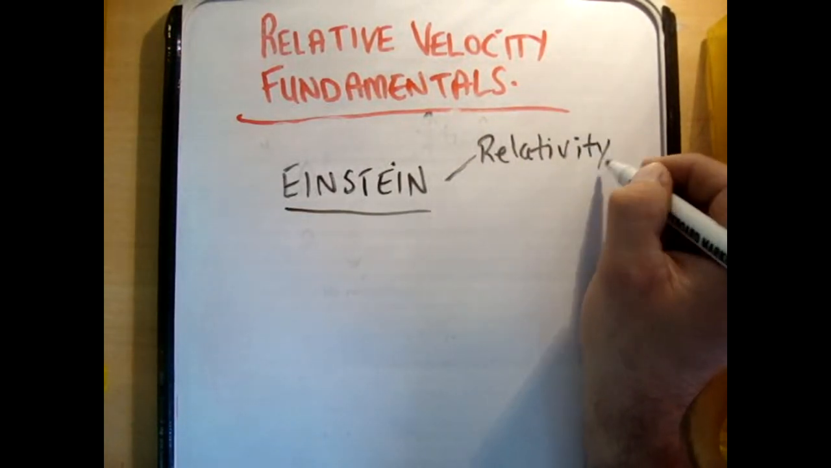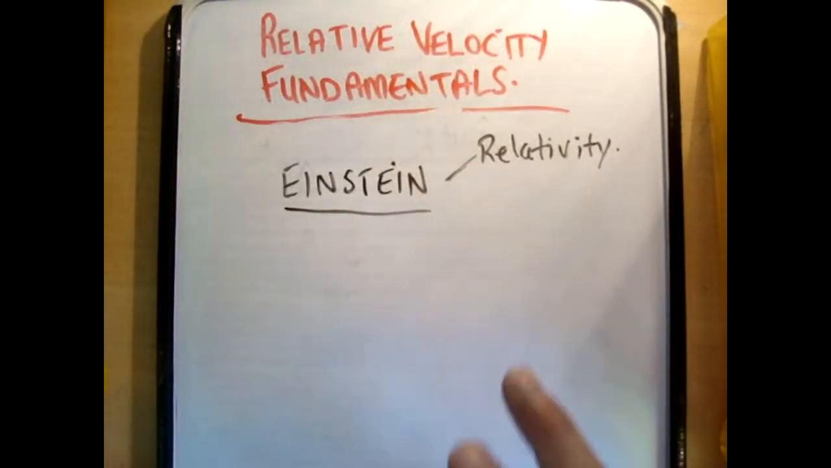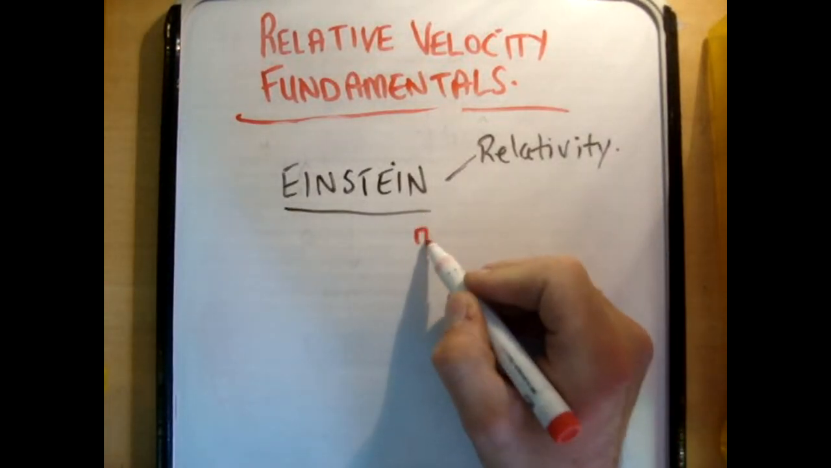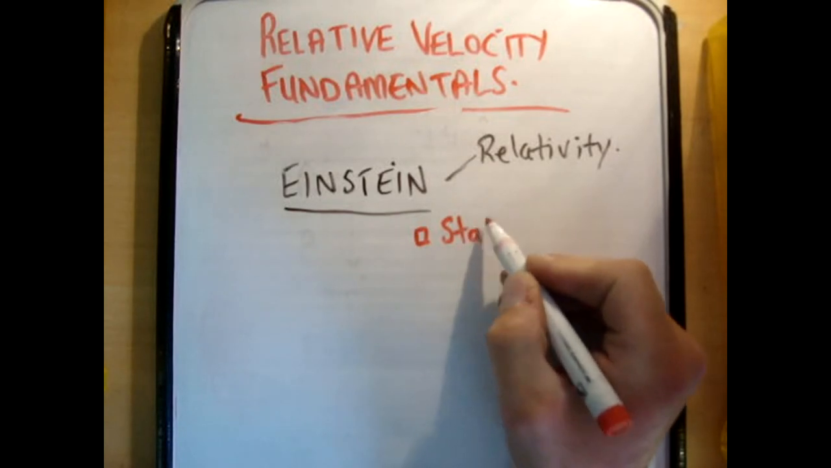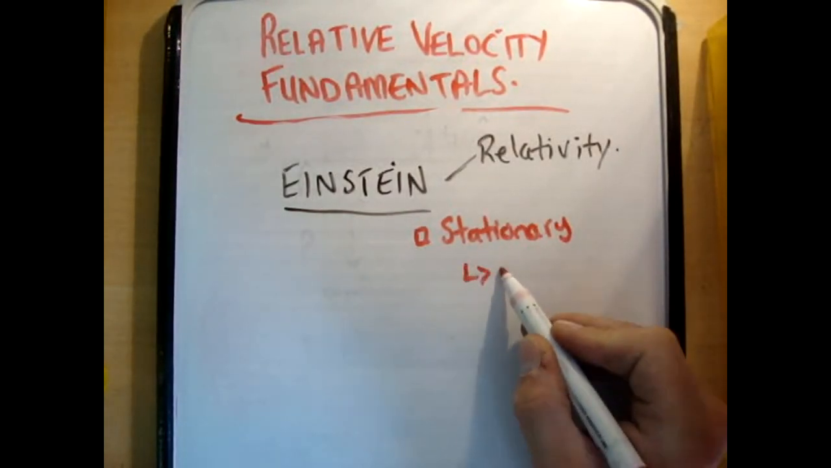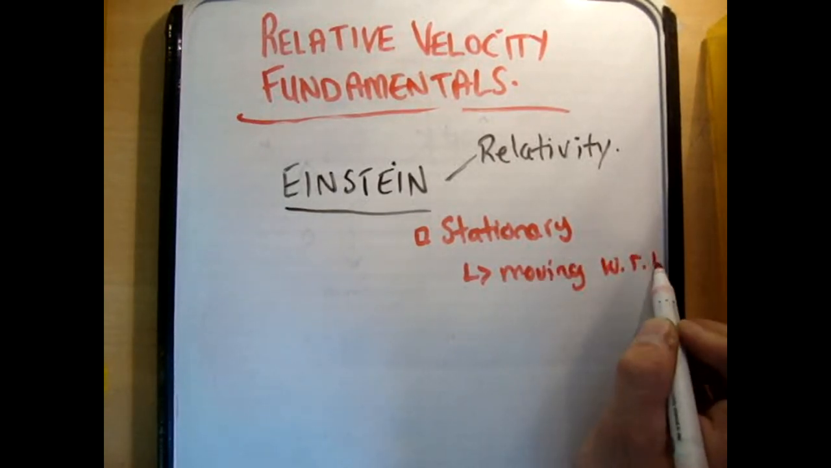Alright, now I'm not saying that we're going anywhere near relativity, but it's a similar concept, right? So in relativity, he said that everybody can consider themselves to be stationary. And as a result, everything else is moving. WRT means with respect to you.